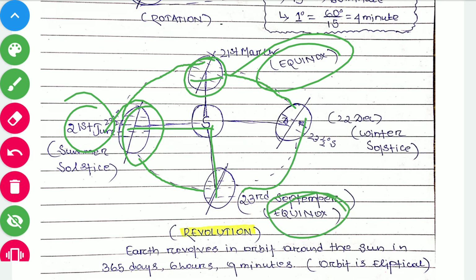We are now in the month of December. In December, the sun rays fall directly upon the Tropic of Capricorn, that is 23.5 degrees south. As we are in the northern hemisphere, we are facing the winter season. But the people living in Australia are feeling the summer season, as Australia is a southern hemisphere continent.